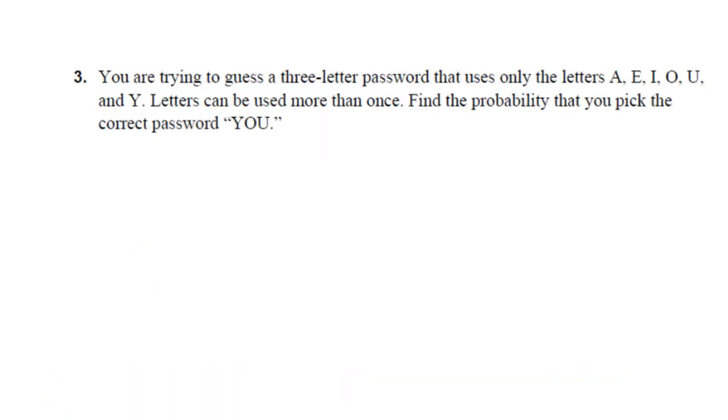On this one, we're trying to guess a 3-letter password that uses the letters A, E, I, O, U, and Y. The letters can be used more than once, and they want us to find the probability that we choose the correct password, which is Y-O-U. Well, let's see. We're going to choose 3 letters. 1, 2, 3. And we have the letters A, E, I, O, U, and Y to choose from, which means we have 6 letters to choose from.